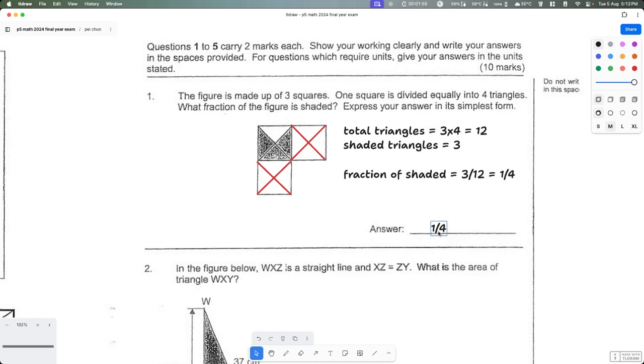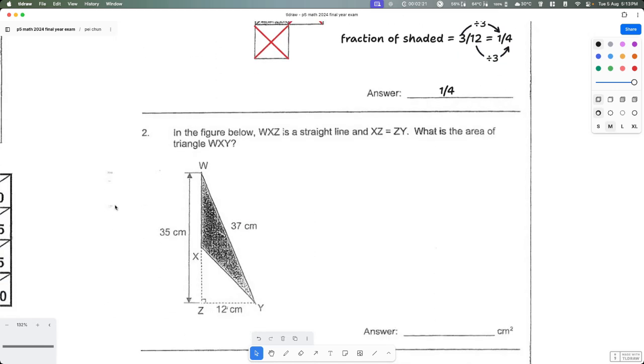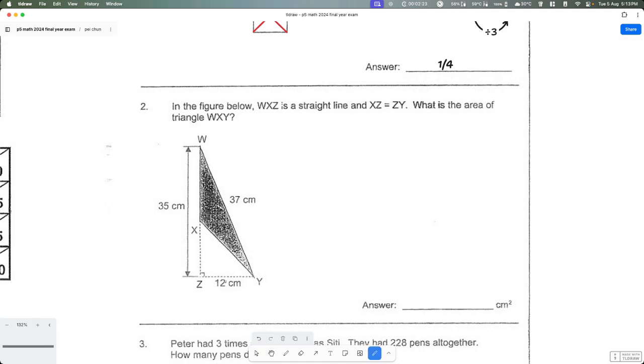So you divide the 3 over here by 3, and then this 12 over here, divide by 3 as well. Okay, let's move on to the next question. Question number 2.